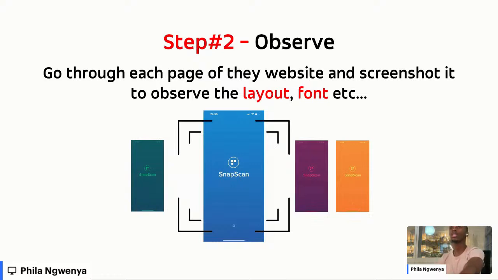So step two is to go through each page of the website and screenshot it to observe the layout and the font. You'd look at every page. On Netflix, you'd look at the login page, the page where it has all the movies and recommendations, and you'd screenshot the login page, the recommendation or dashboard page, and you also click inside a movie and screenshot. Just take every screen you land on, screenshot it to grab their stuff and see what they are doing.